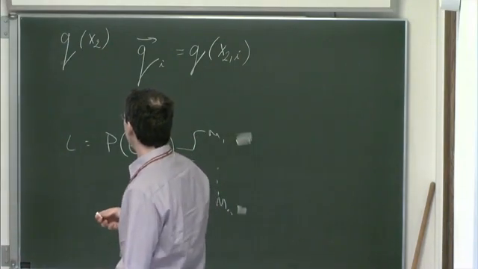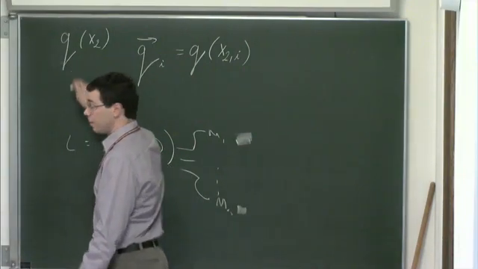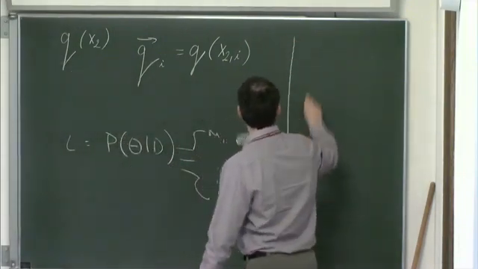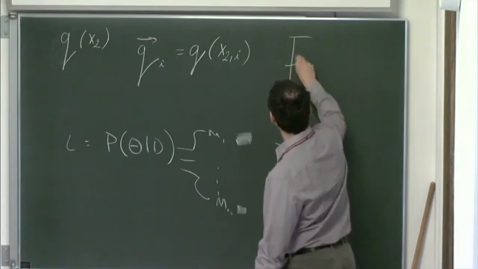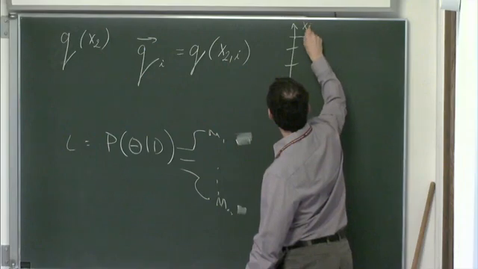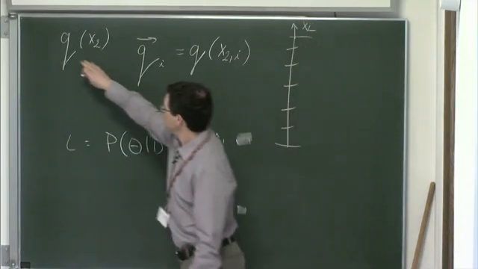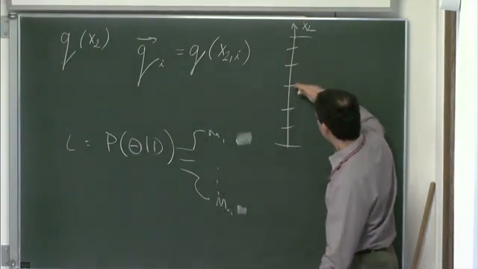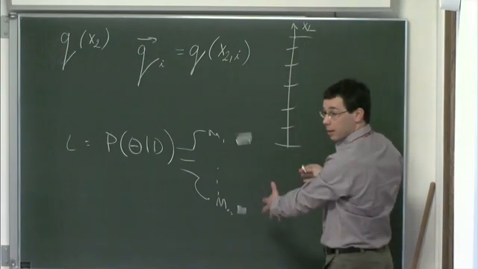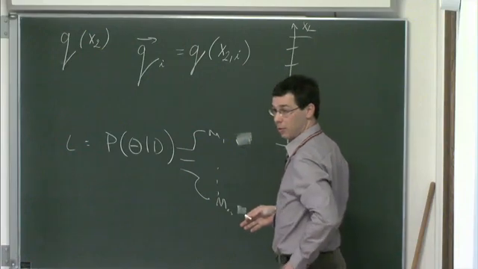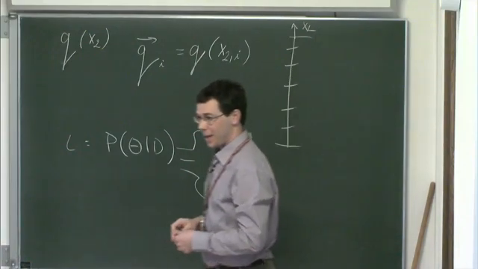Okay, so what I do basically, I take this function. If I have in the x2 direction some grid points, I sample this function at each grid point, and I obtain that vector bold q2. Okay, thank you.